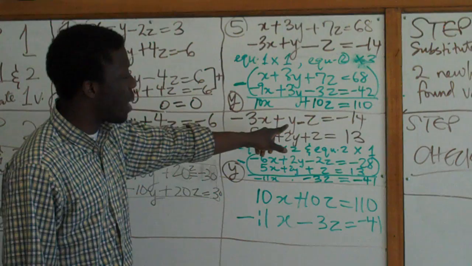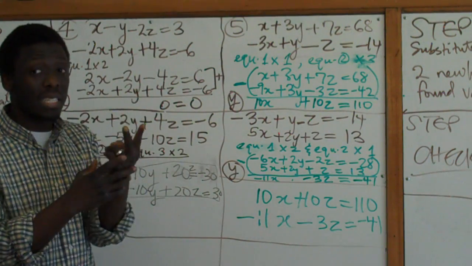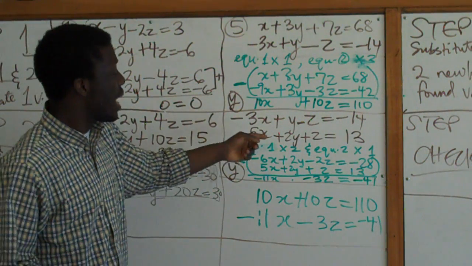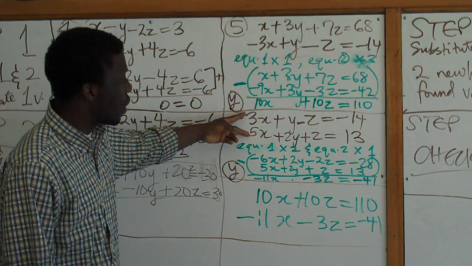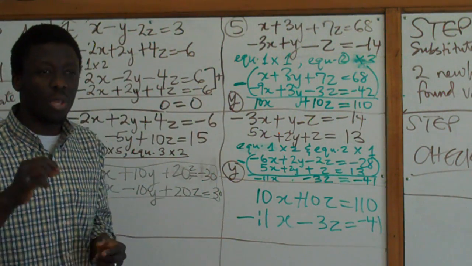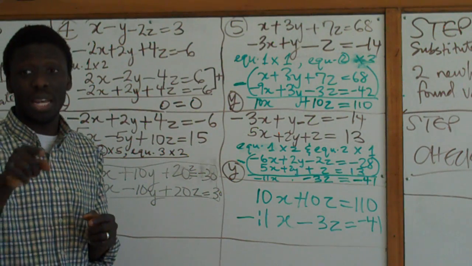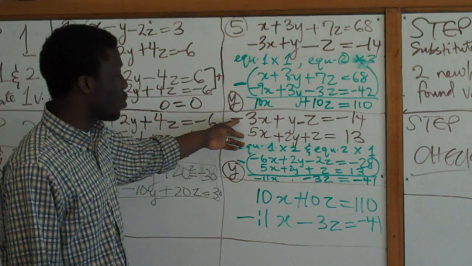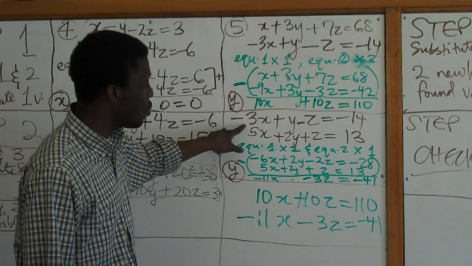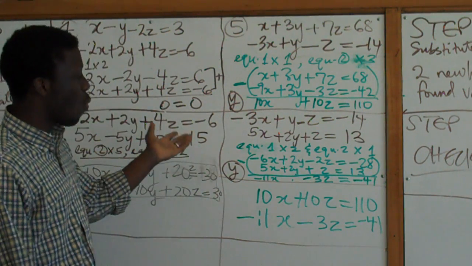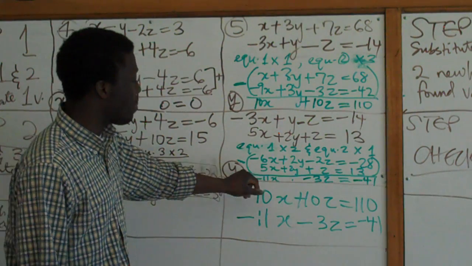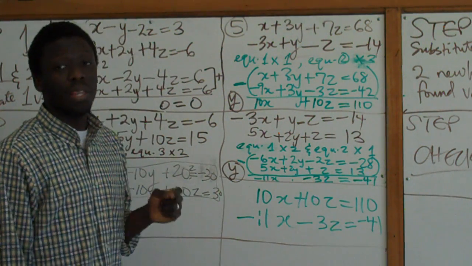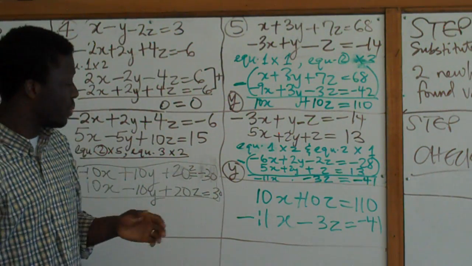Minus 3x plus y minus z is equal to negative 14. That's the second equation from our question. And the third equation was 5x plus 2y plus z is equal to 13. We go ahead and eliminate y. Remember, you eliminate the same variable you eliminated the first time. In order to do that, we multiply the first equation by 2. We multiply the second equation by 1. We have the same coefficient for y. We get rid of y. We get minus 11x minus 3z is equal to negative 41.